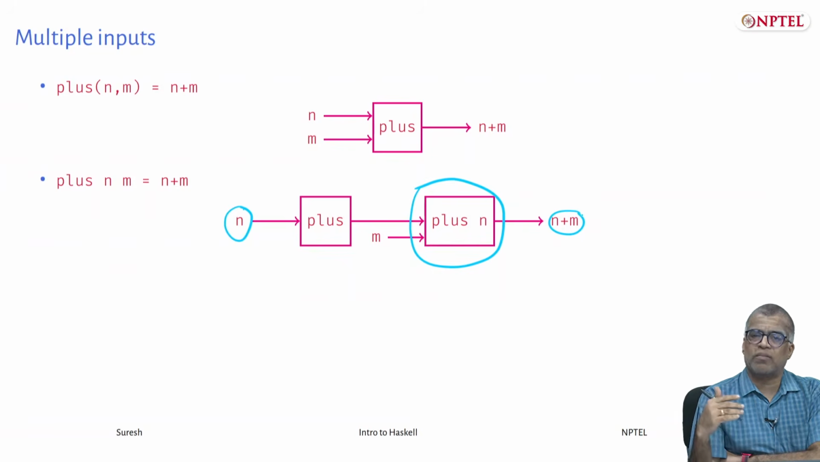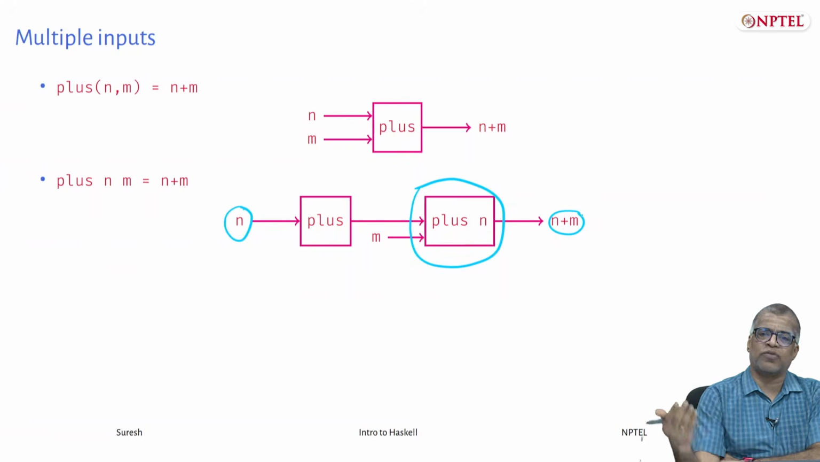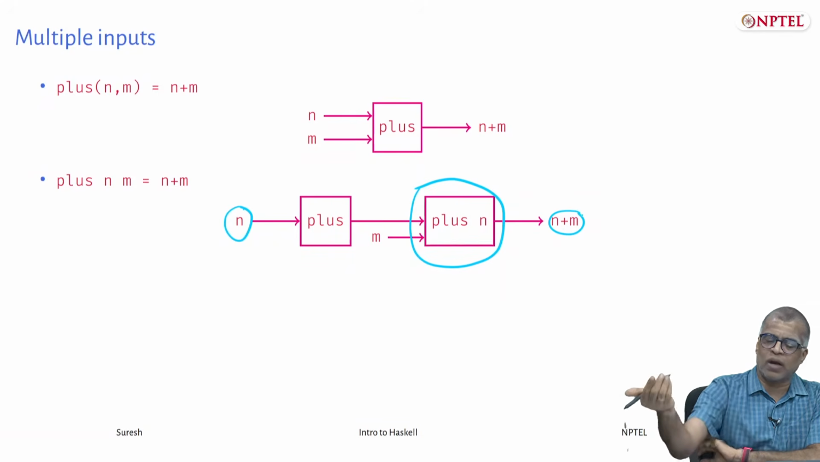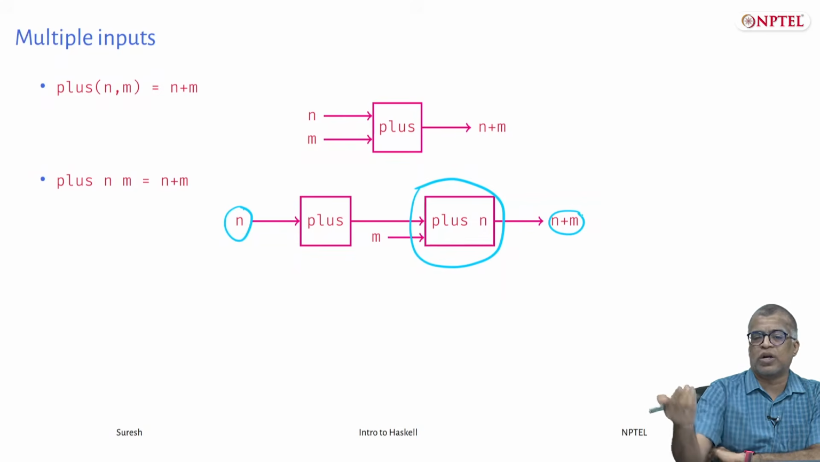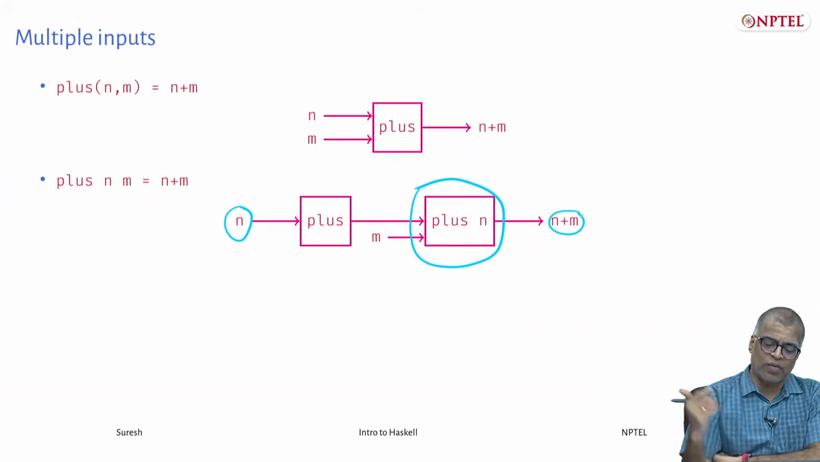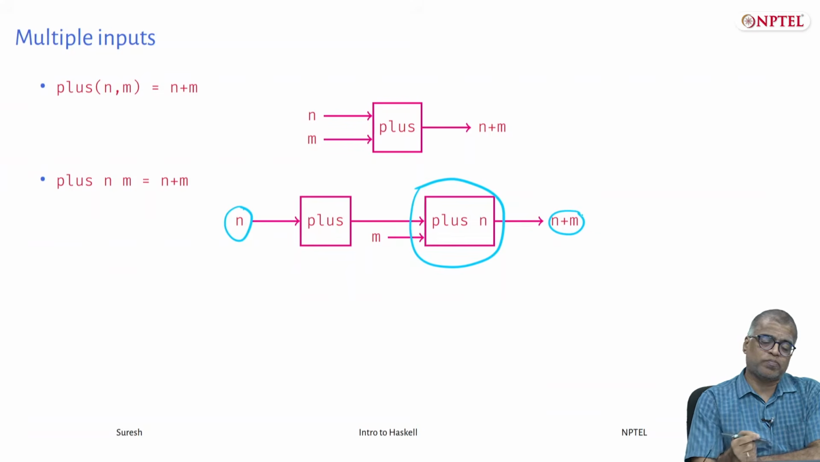Every function of multiple arguments is to be thought of as taking the first argument, returning another function, which will take the second argument and return another function, which will take the third argument and return another function, and so on till at the end you will return a function that will take a value as input and return a value as output. Okay.